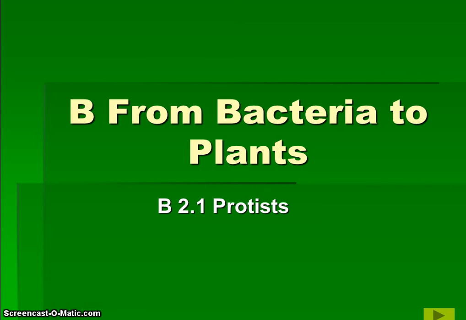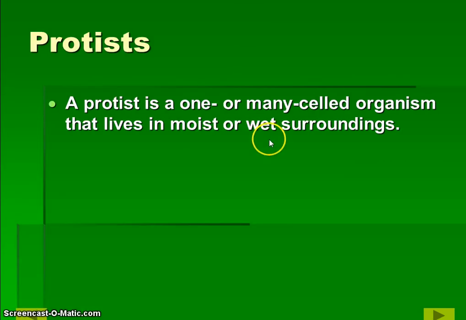Now this lesson is going to concentrate on protists. Protists are many times going to be single-celled organisms, and they are going to be more advanced than bacteria would be. Because they are different from bacteria, they are going to have their own kingdom, and they are going to be part of kingdom Protista. A protist is one, but there are some that are many-celled organisms that live in moist or wet surroundings.